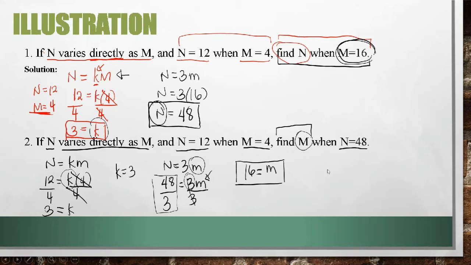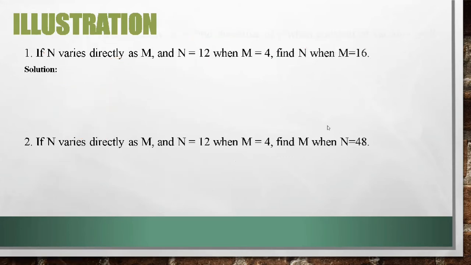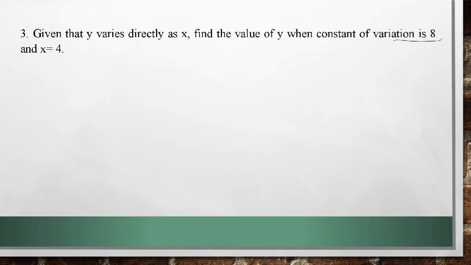Let's have another example for the direct variation. Given that y varies directly as x, find the value of y when the constant of variation is 8 and x is equal to positive 4. So here, let's start analyzing this given, y varies directly as x. If you notice, the variables can change. It can be any alphabet letter except sa k, because k is representing the constant of variation. So now let's have the formula, y varies directly as x. So y is equal to the constant of variation times x.